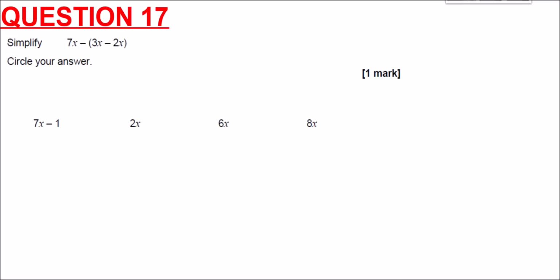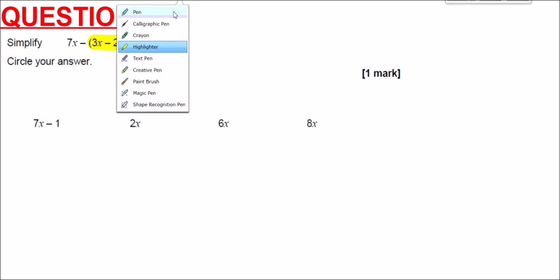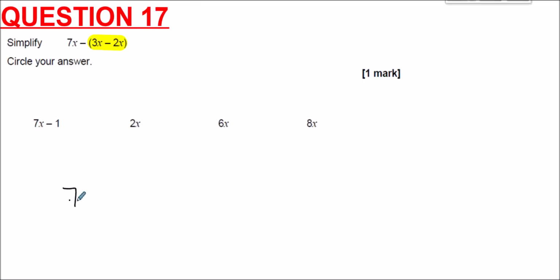Question 17, we need to simplify this expression and circle the answer. So what we've done is we've done it in a slightly confusing way, I think. I think the simplest thing to do here would be to have a look inside the brackets and see if we can simplify what's in these brackets first. And the answer, luckily, is that we can. So 7x minus 3x minus 2x, we can work out the brackets first. 3x take away 2x would just leave us with 1x.